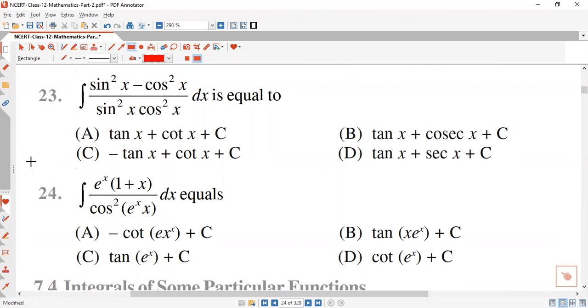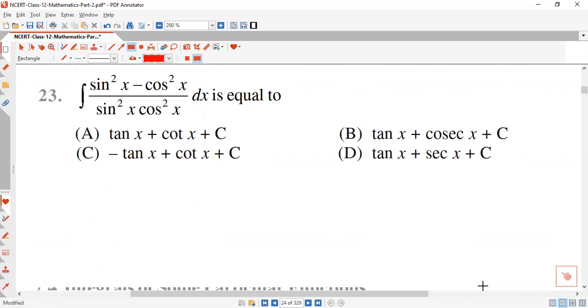In question number 23, these 4 options are given to you. Which one is right? They are asking the integration of sin square x minus cos square x divided by sin square x cos square x dx. What should I do? I will separate the terms.